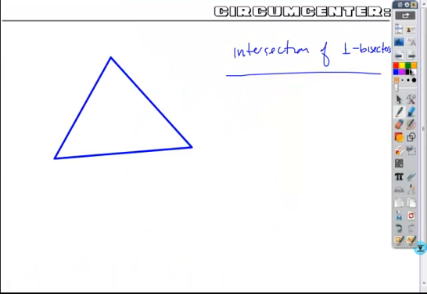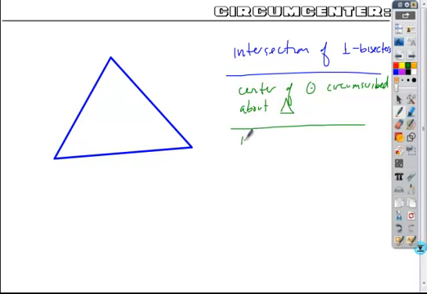So this gives you the center of a circle that's said to be circumscribed about the triangle. And it is the point that is equidistant from all three vertices of the triangle.